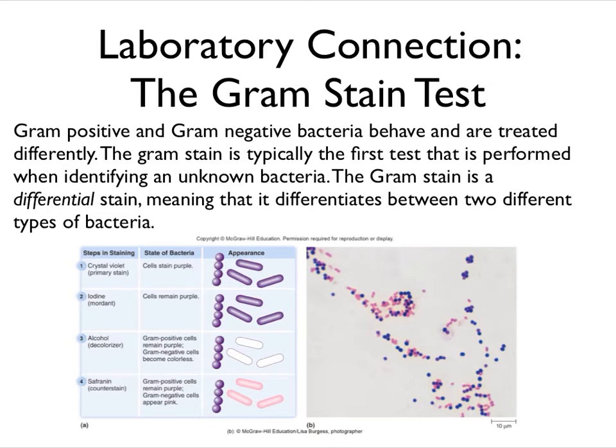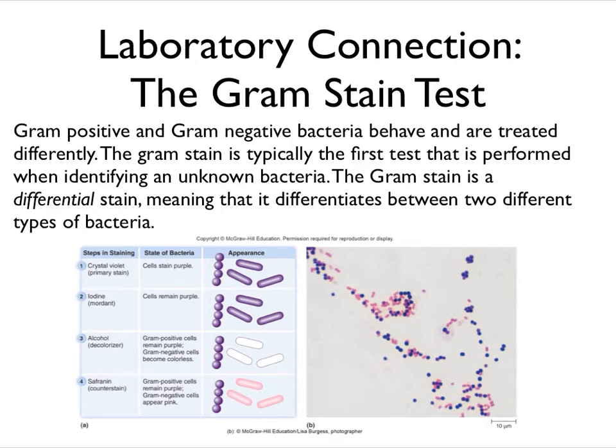Step three is decolorizer, which is usually alcohol or a mixture of alcohol and acetone. This is going to remove the dye, right? But it's only going to remove the dye from the gram negatives. See, the thing is that the gram negatives have really thin cell walls. And when you add the decolorizer, the cell walls are thin enough that the dye inside, even though it's complexed, can still get out.